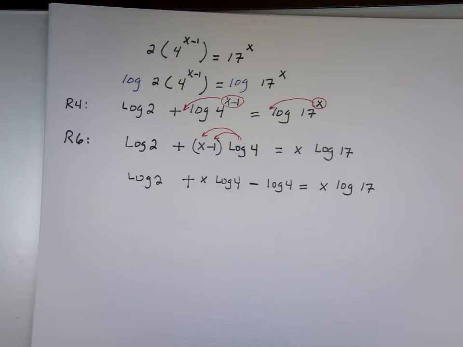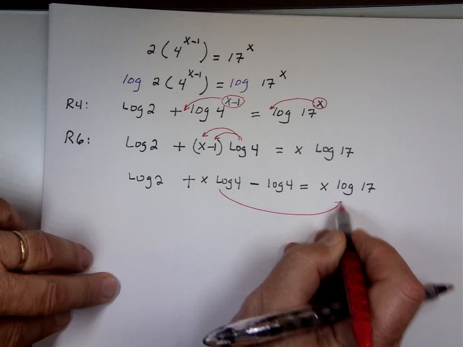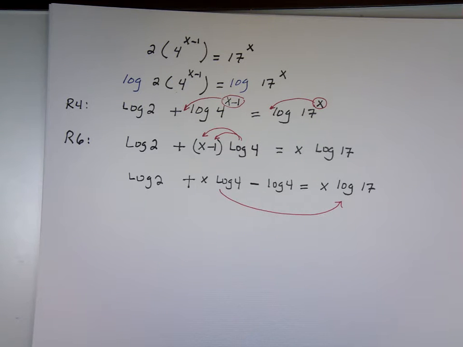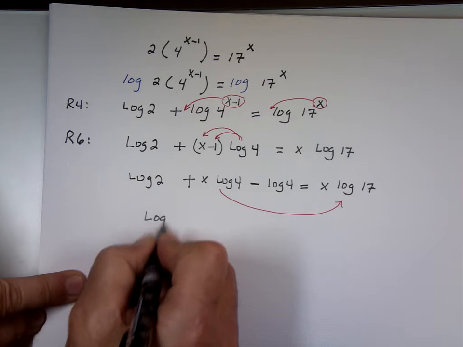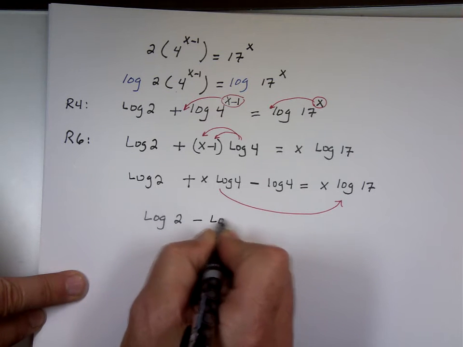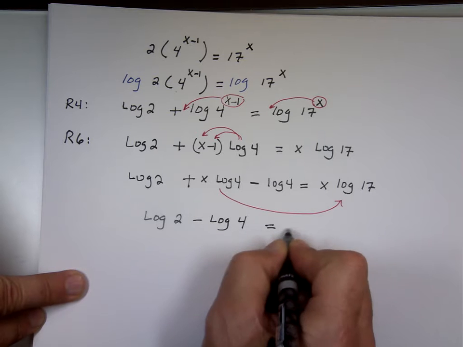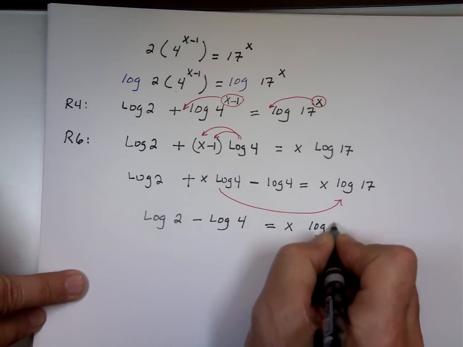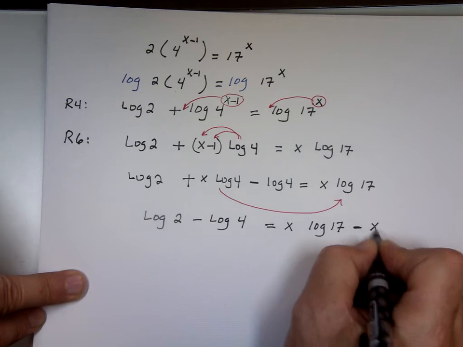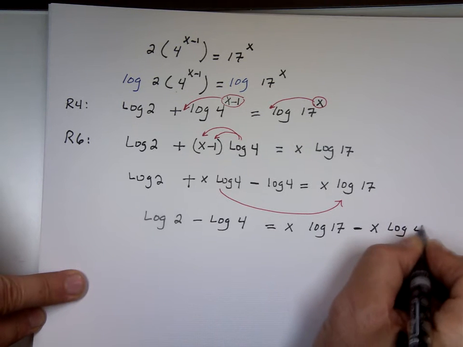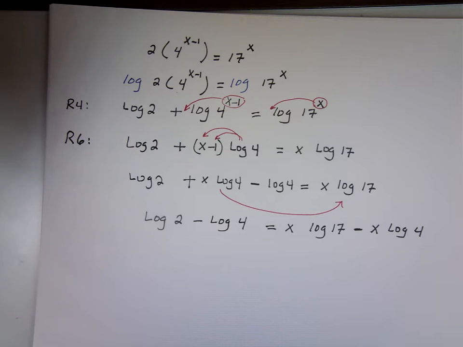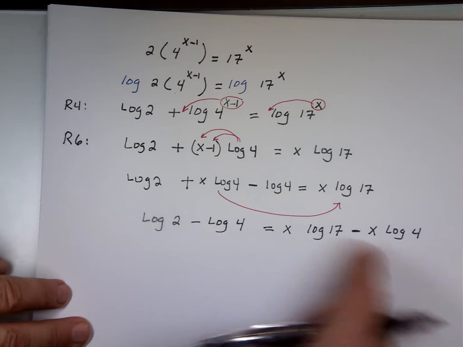Now, if you want to solve for x, that means you want to move all the x's to one side, all the numbers to the opposite side, just like any equation. So I'm going to take that x log 4 and move it to that side. And when you change side, what do you do with the sign? Change the sign. x log 17 minus what? x log 4. Can I factor an x out of this?